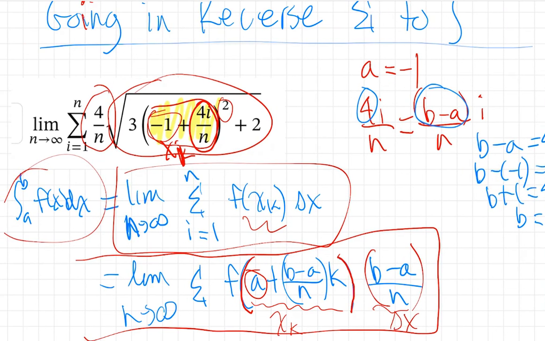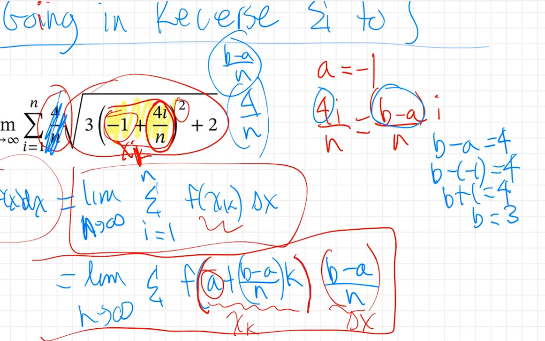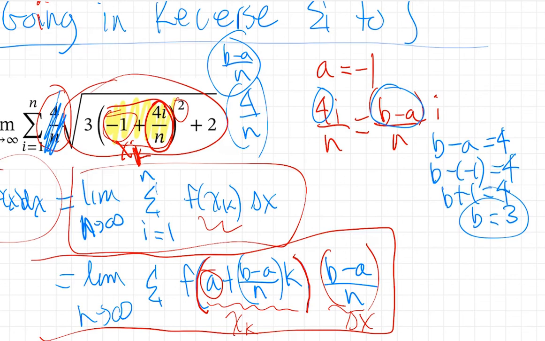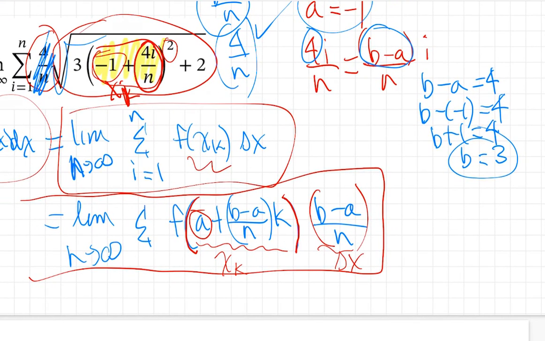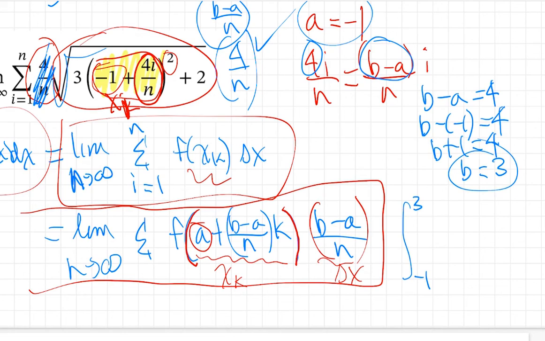Well, they've reversed this, right? The 4 over n out front can also be at the back, and that has to be delta x, b minus a over n. Does that work? What's b minus a? It's 3 minus -1, which is 4. That works. So it's the integral from a to b, and a to b we said is -1 to 3, which is where that 4 comes from. -1 to 3 is 4 units.